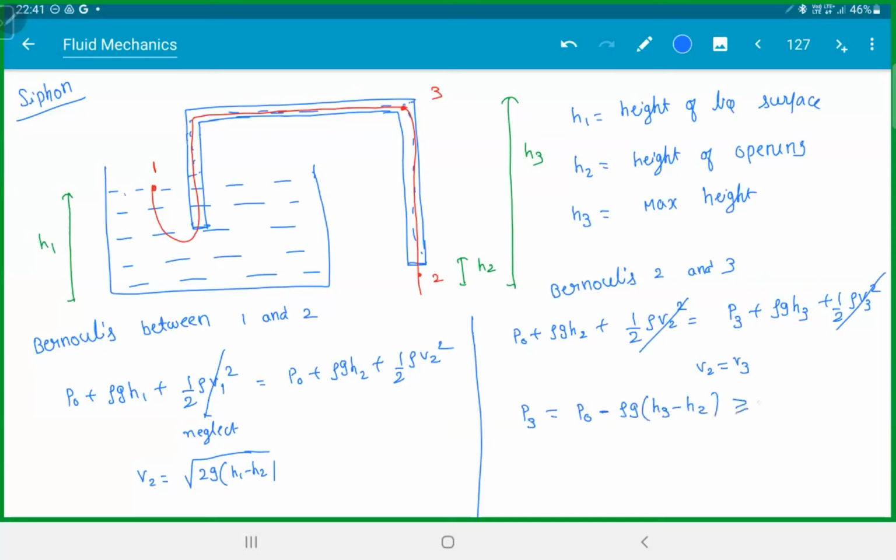Pressure should always be greater than or equal to 0. So we get h3 minus h2 should be less than or equal to P naught by rho g. P naught is 10 power 5, density of water is 10 power 3, and g is approximately 10, so we get 10 meters. Look at this. What is the meaning of this? If the difference in height is more than 10 meters, liquid won't go up.